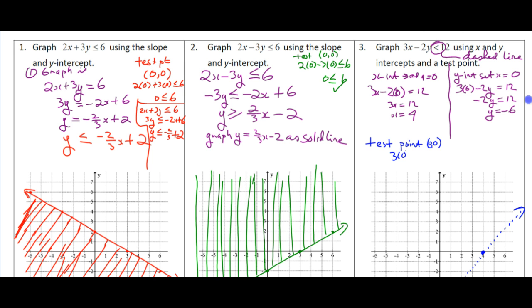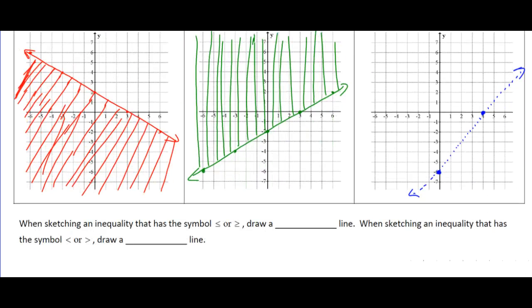Okay, so that gives me 3 times 0 minus 2 times 0 is less than 12. 0 is less than 12. Is that true? Yeah. So then, which way do I shade? Above or below? I've got to include this point, so I've got to shade above.